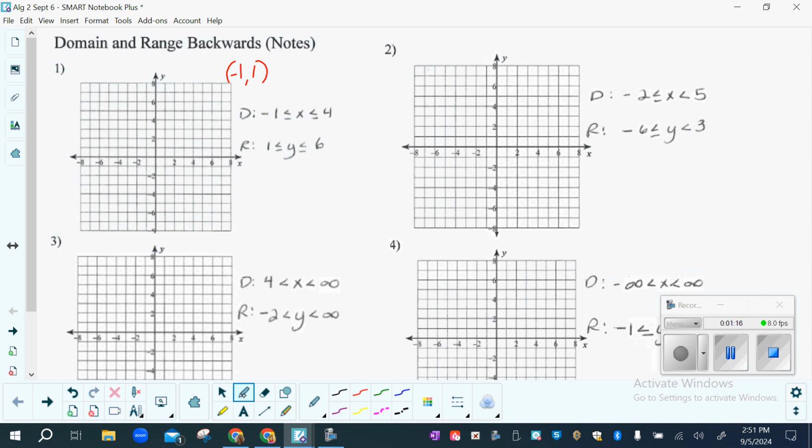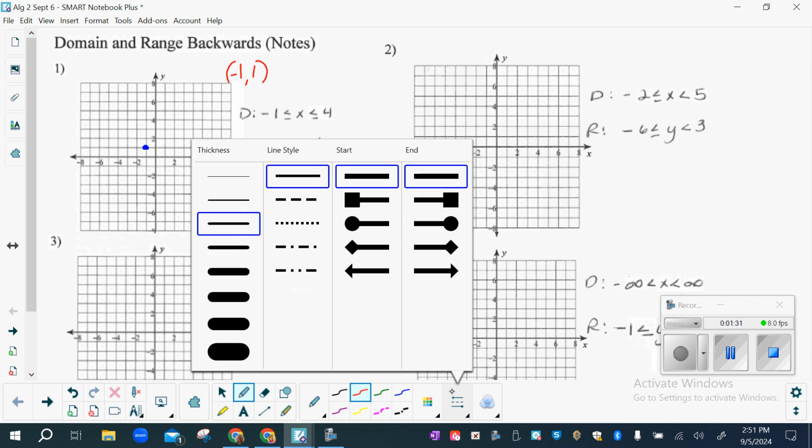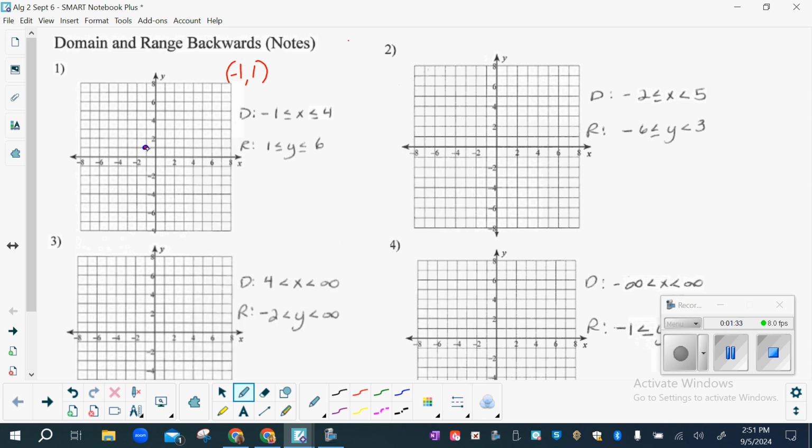So that negative 1, 1, does that need to be solid or dotted? Or solid or open circle? Solid. And then 4, 6. And then what might be our next point? 4, 6.